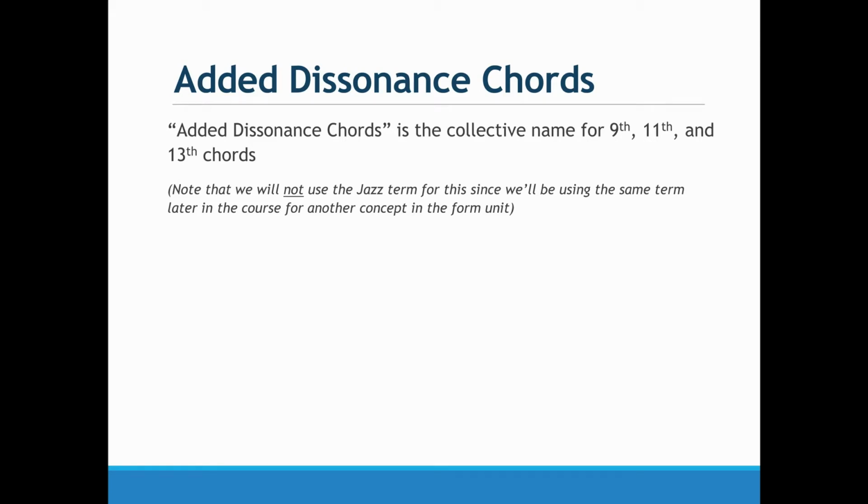Well, the term added dissonance chord is the collective name for 9th, 11th, and 13th chords. Note that we're not going to use the jazz term for this, which is extension, simply because we're going to be using that term later in the course for another concept in the form unit, and I don't want to get them mixed up. In classical style, these things are typically called added dissonance chords, although they do function in very similar kinds of ways.